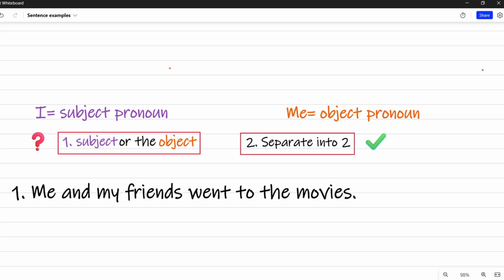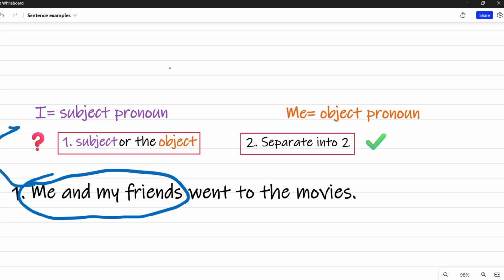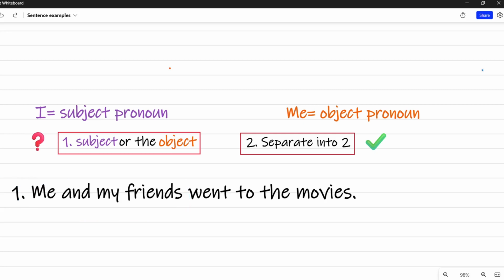So in this case, we have a compound subject, me and my friends. We are the ones doing the going to the movies, so we know it's the subject, so we should be using the subject pronoun. So immediately we know that this sentence is wrong because it's using the object pronoun, right? But what we can do is we can figure out another way.